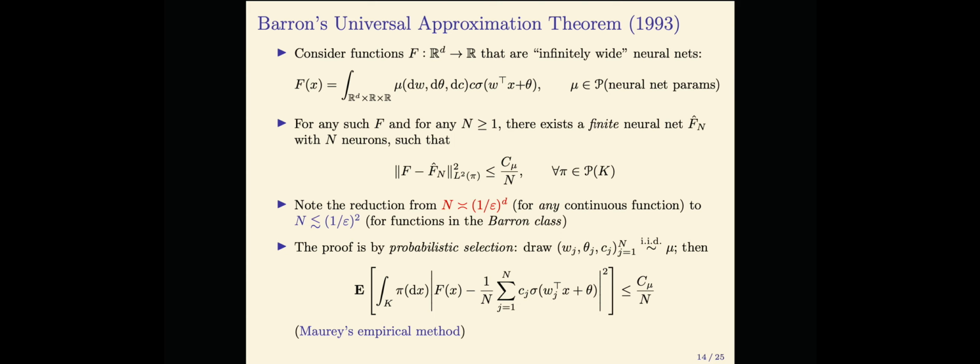And the proof is really by probabilistic selection. What you do is, because your original function looks like this, as long as you know this probability measure, you can sample from it. You can get IID samples, and you can see that each of these is an unbiased estimate of f at a given point x. And then you control its variance. The variance scales as 1 over n, and that's exactly what you get here. And this is based on something that's now referred to as Maurey's empirical method, but the idea goes back to Andrew and to Lee Jones, who had an interesting greedy algorithm for approximating neural nets.